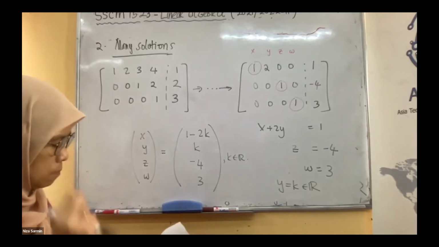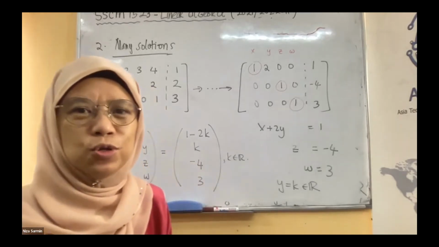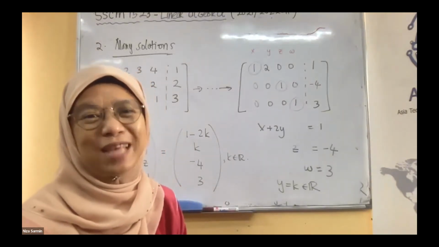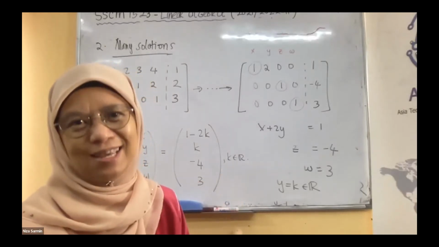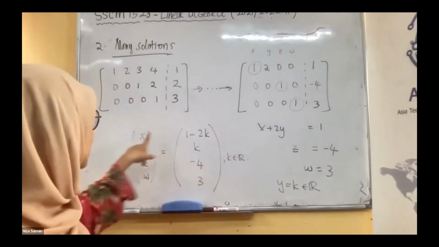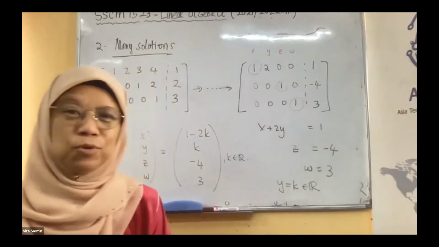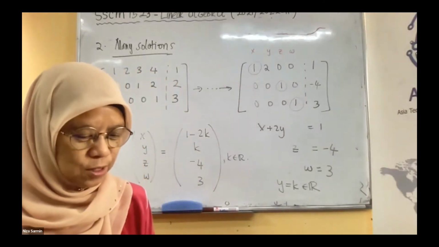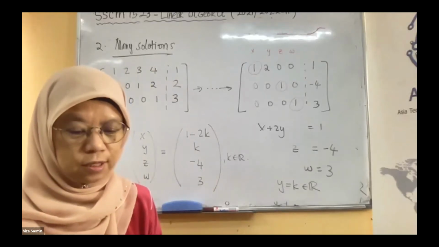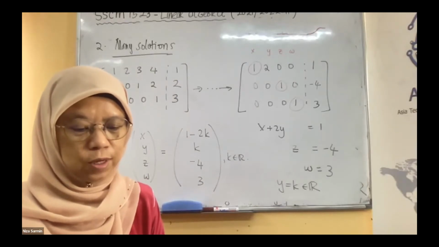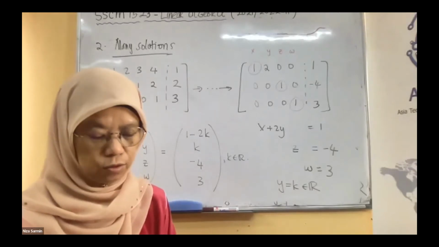Somebody asked me, why do you use K but your notes use C? You can use any letter but not X, Y, Z, W, right? Because it's already taken. So I used to use K. You can put any. This one I use C. So that is a note there. The leading one, which is circled, is not free. So the one with no leading one gives the free variable. Yeah, I explained that in the notes.